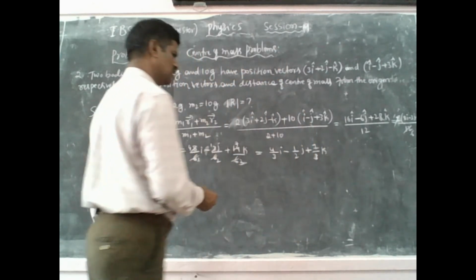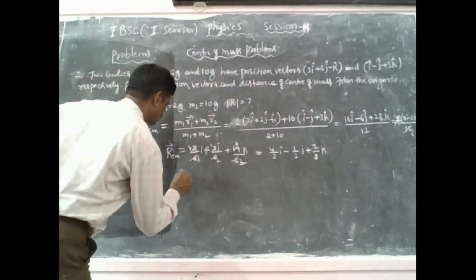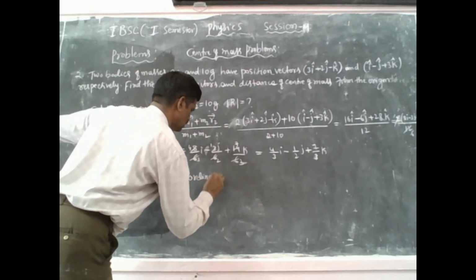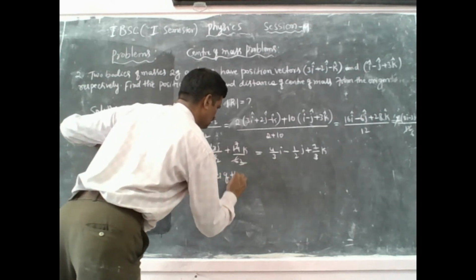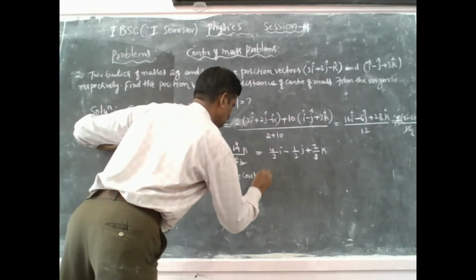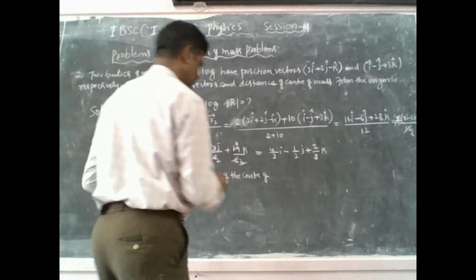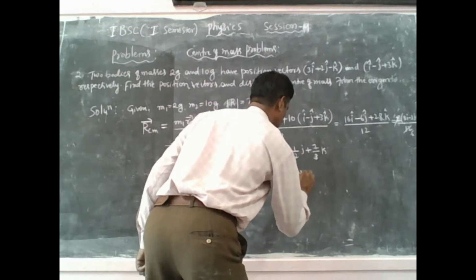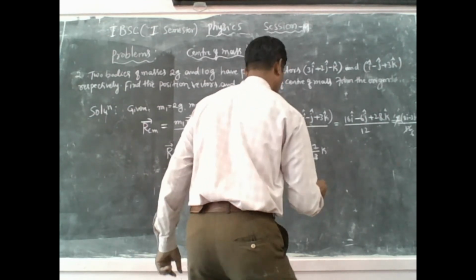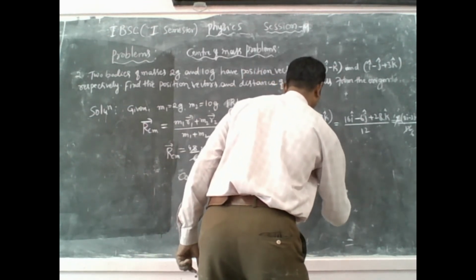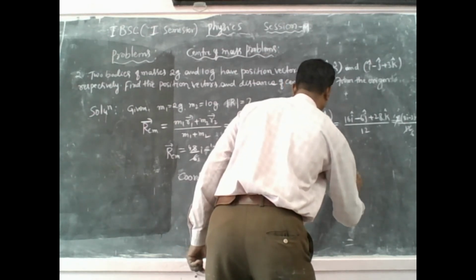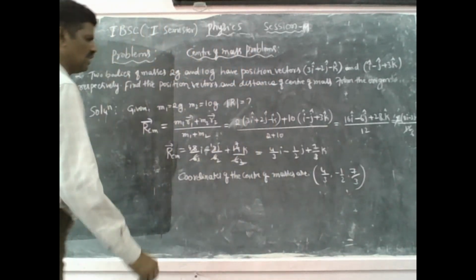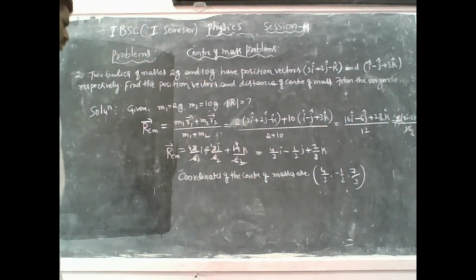The coordinates of the center of mass are 4 by 3, comma, minus 1 by 2, comma, 7 by 3. Isn't it? So these are the coordinates of the center of mass.